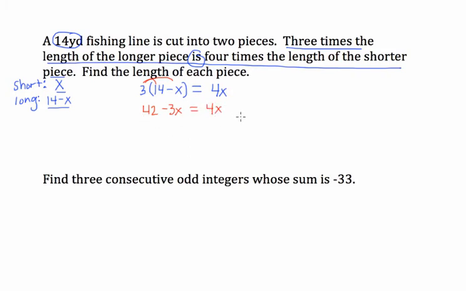I can't add like terms, but I do need to get my x's all on one side. So I'm going to move this negative 3x over here by adding it to both sides. And then undo what's been done to the x. So to undo multiplying by 7, you divide by 7.